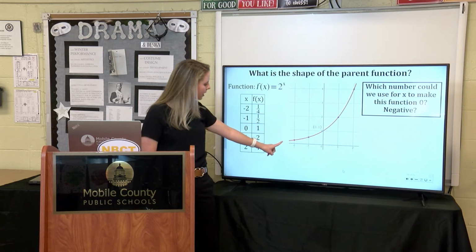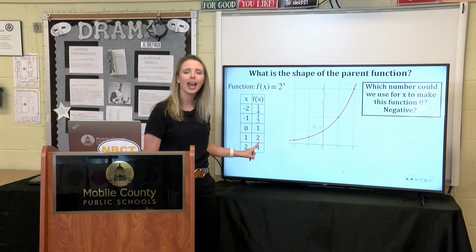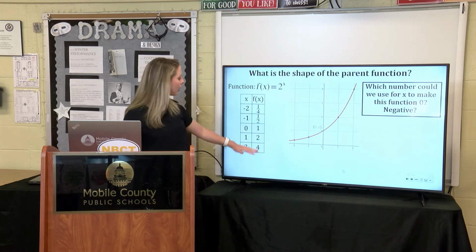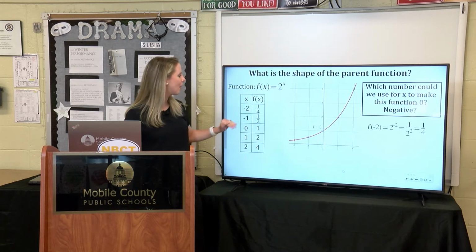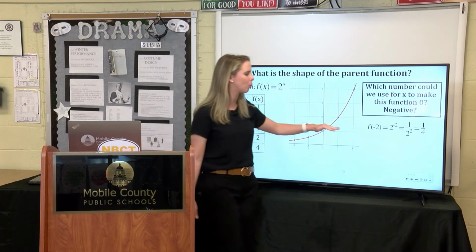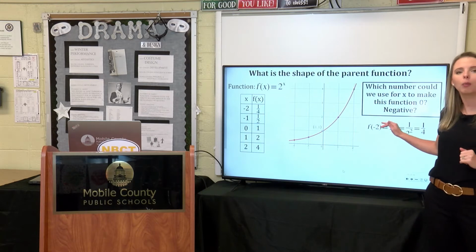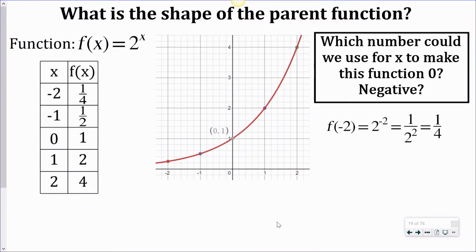So we're going to go down the negative x-axis closer and closer to negative infinity and see if we can find a number. Now, when we look at our table of values, 1/4 was the closest thing to 0 that we could find. So I want you to think about what happened when we calculated 1/4. We said 2 to the negative 2, and what happened whenever we had that negative exponent? We had to move it to the bottom, right? And that made it positive.